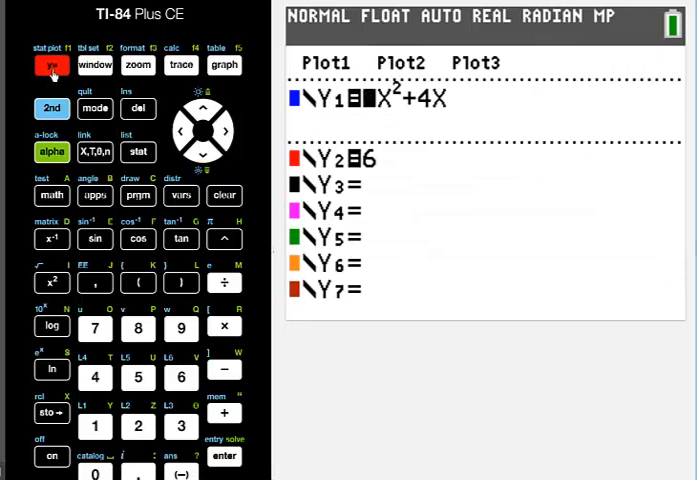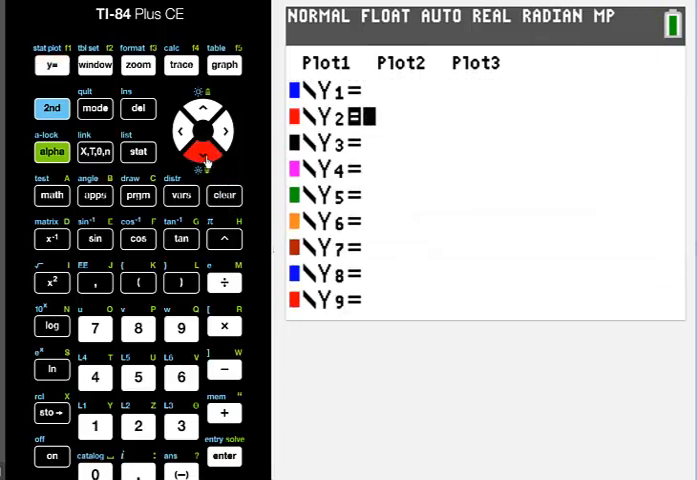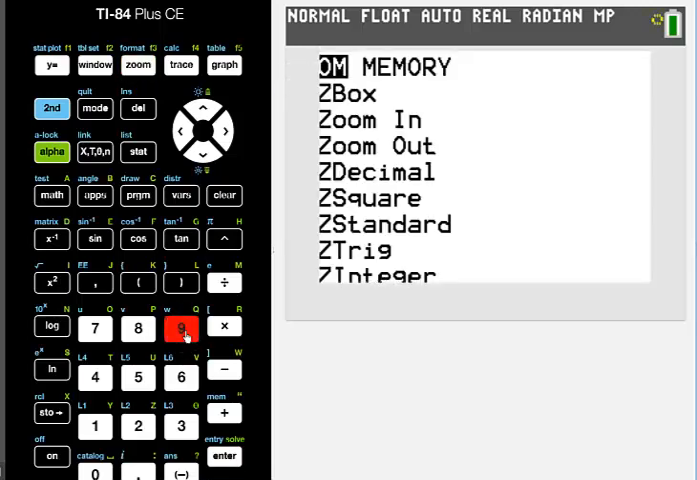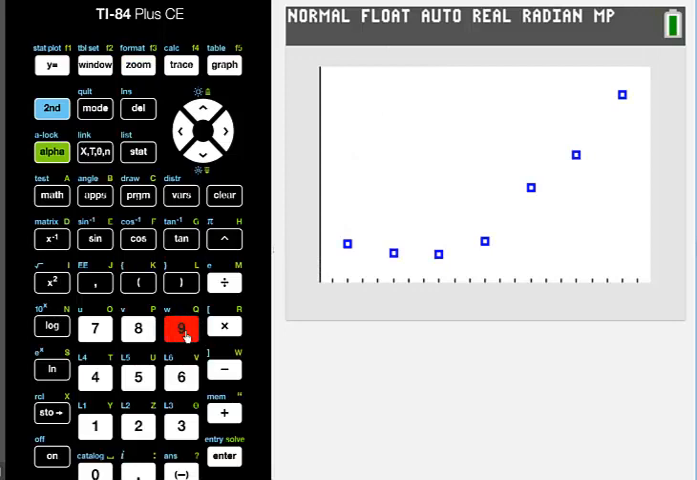Once that's all in there, I need to go to the y equals area and turn on my plot. Let me get rid of anything else that I have in there. I'll go up to plot 1, hit enter to turn it on. Now it's highlighted. And then zoom 9 gives you that nice window. And we've got the scattergram.